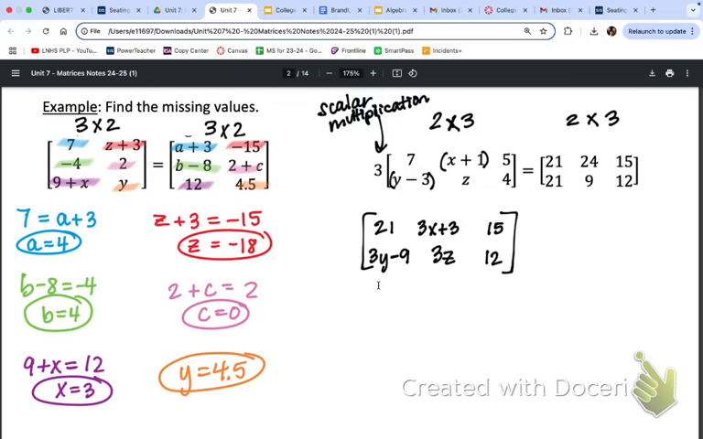Okay? And then at this point, it's the same exact type of problem that you had before, right? 21, 24, 15, and you were just looking to set the stuff that's in the same corresponding spot equal. So you don't have to do every single spot this time, though, because just the variables, right? You can see we got 21, 21. That makes sense. They're equal. So 3x plus 3 equals 24. And then you just solve.